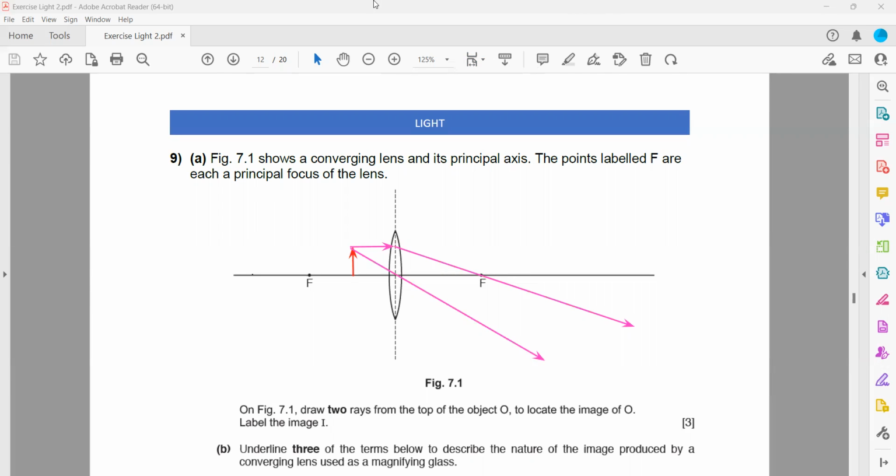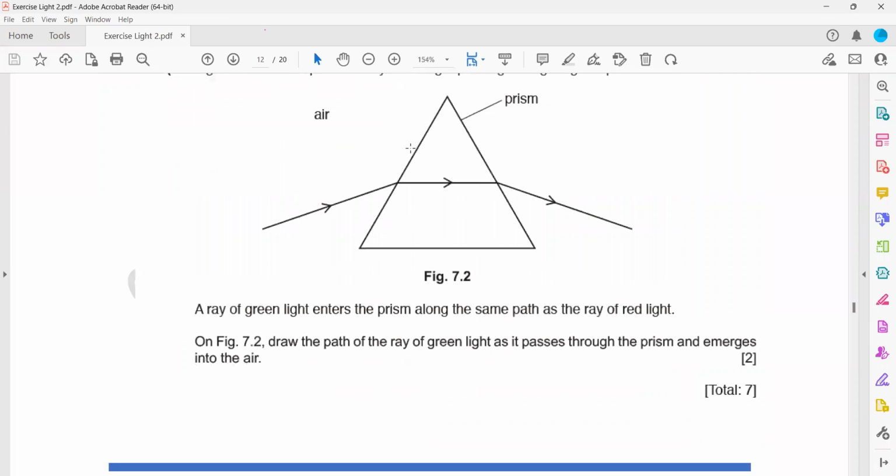But in this one, this will be a real image, because even without drawing, I can tell it will be a real image because the object is after F. Whenever the object is anywhere after the focus, the image will always be real. If the object is between the focus and the lens, the image will be virtual for a convex lens.